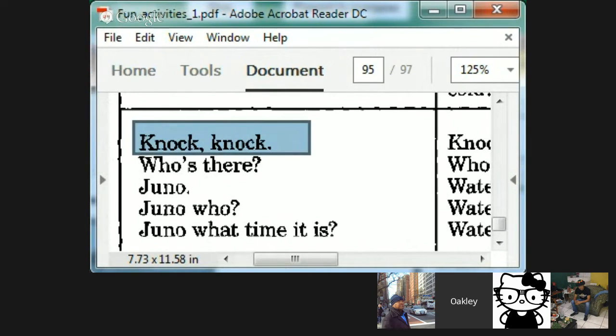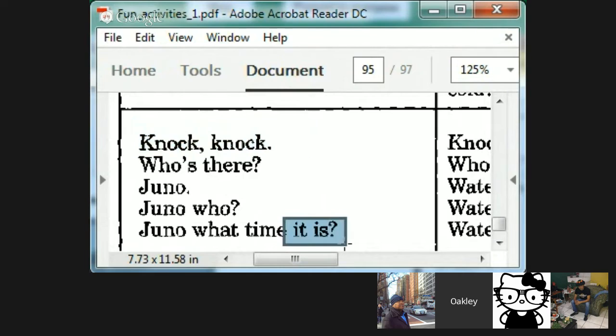Okay, Egbert, back to you. Knock knock. Who's there? You know. You know who? You know what time it is? Okay. What time is it? Five after four p.m. You know what time it is.